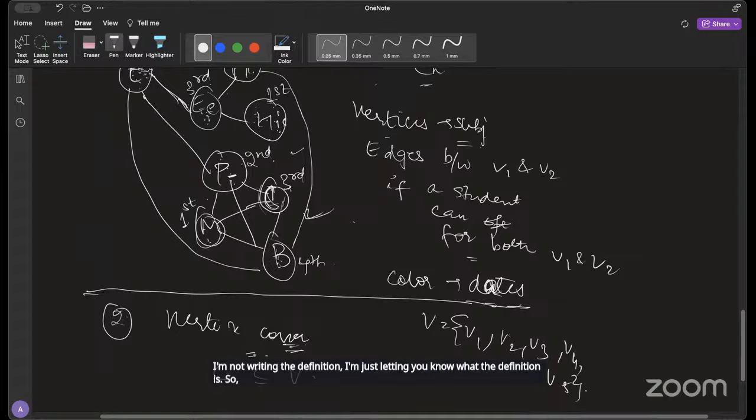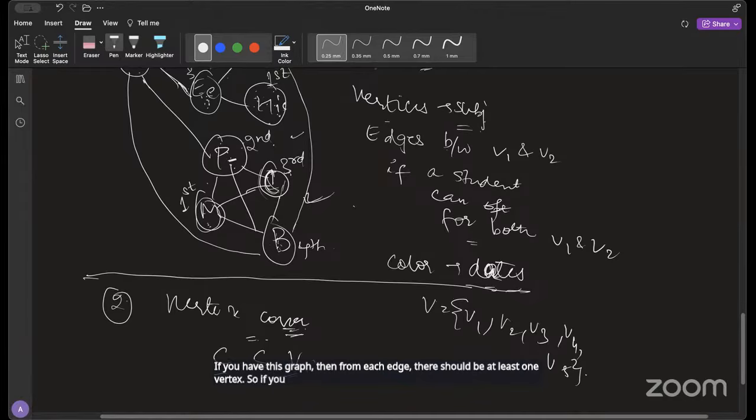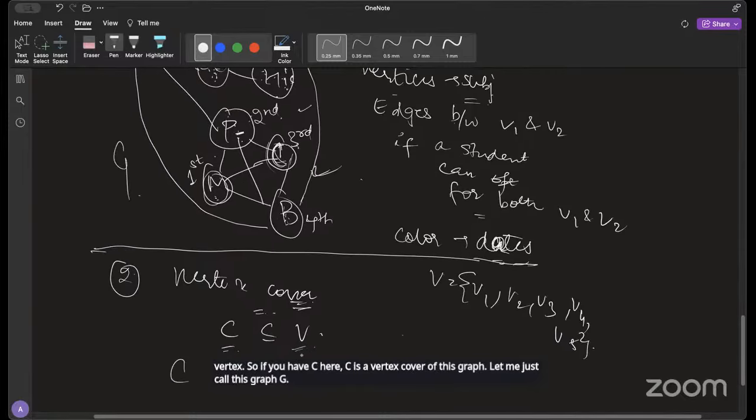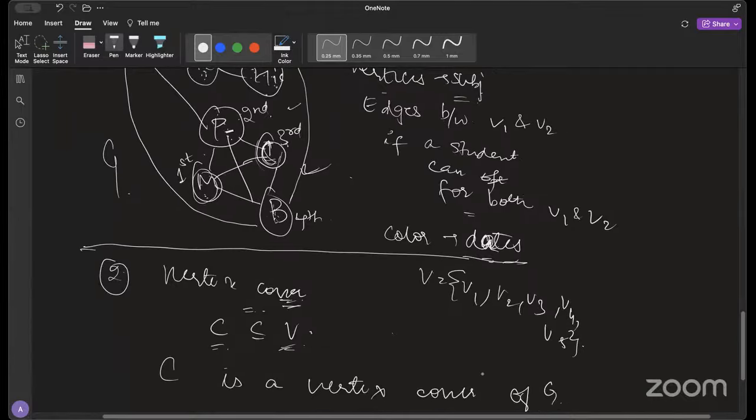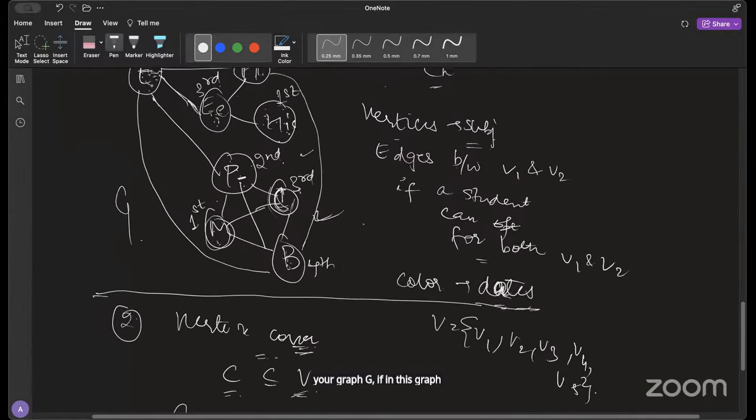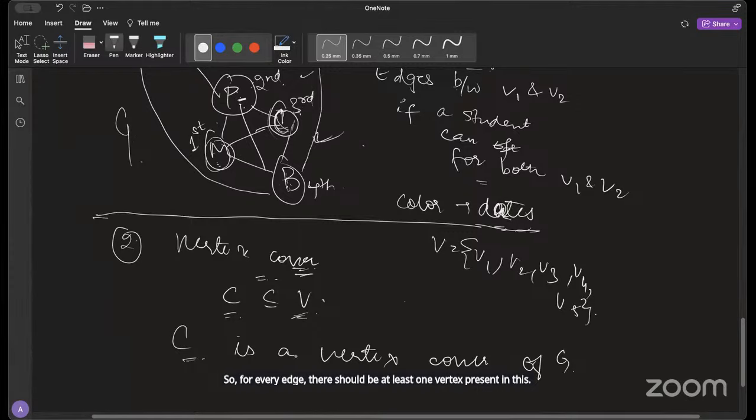The definition for vertex cover is that it's a subset of the set of vertices. And what type of subset is it? It collects vertices such that from each edge there is at least one vertex. Let me call this graph G. Then C, a subset of V, is a vertex cover of your graph G if for every edge there is at least one vertex present in C. Then we say that it's a vertex cover.